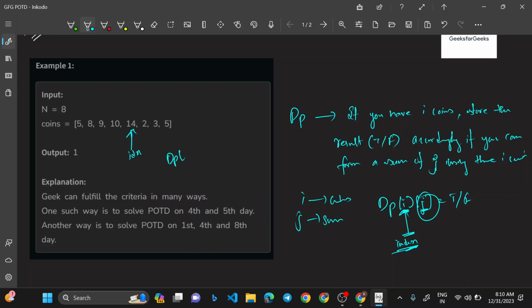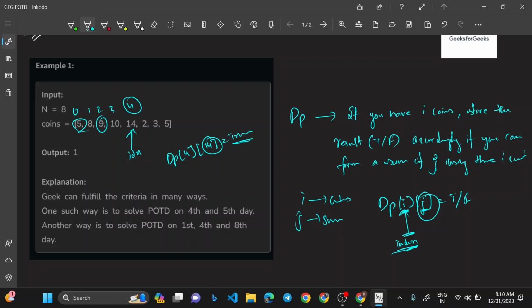dp of this idx, what is this? 0 1 2 3 4. dp of 4 and sum, I'll take a sum to be 14, is actually true. Why is it true? Because till the fourth index I can use the elements till the fourth index to make a sum of 14. How? 9 plus 5 equal to 14. So I'll be putting it as true. I hope I'm making sense.